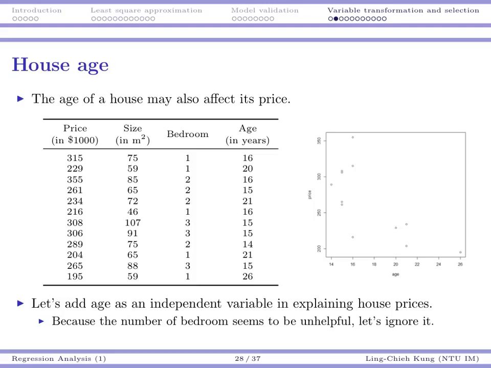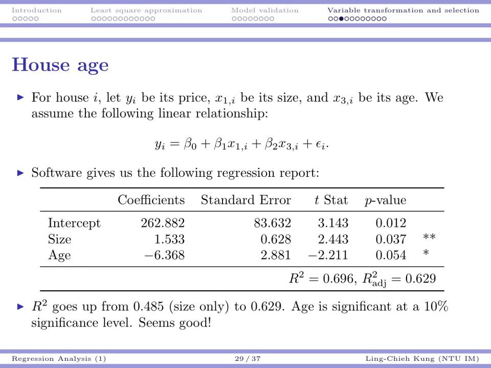So let's add age as an independent variable in explaining house prices. Okay, and in the following trials, because the number of bedrooms seems to be unhelpful, let's ignore it in this video. So now, for house i, yi is the price, x1i is the size, and x3i is the age. Then we consider the following relationship.